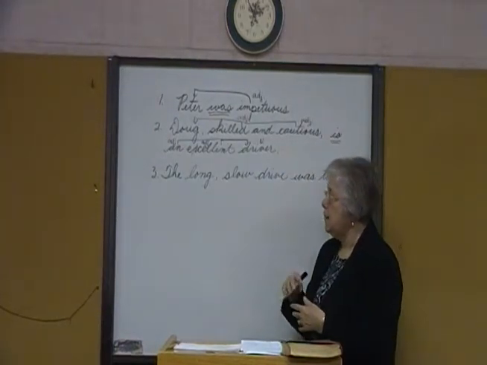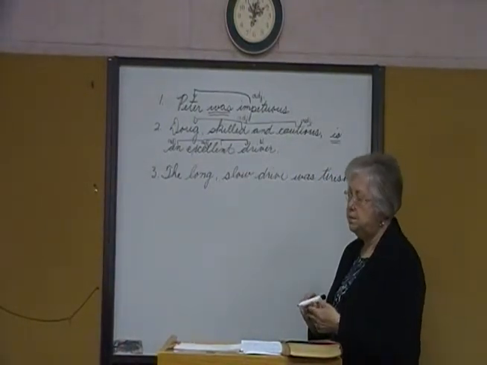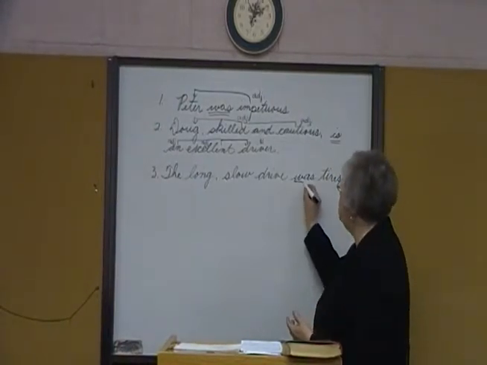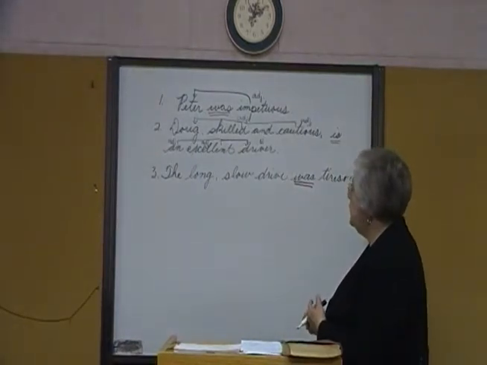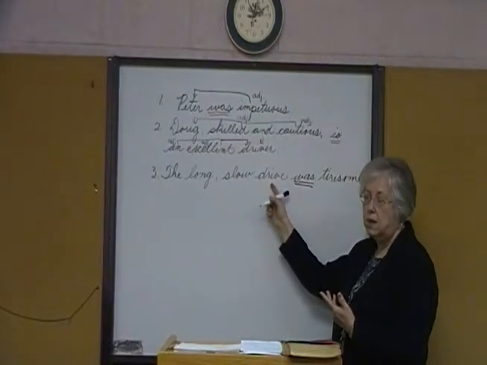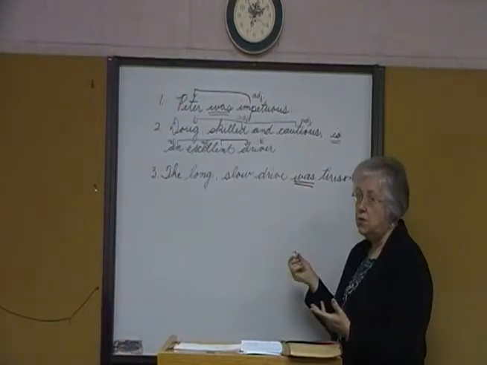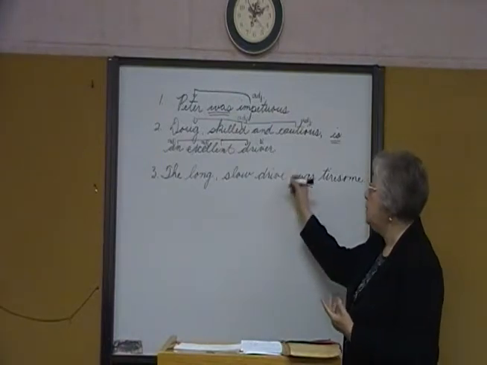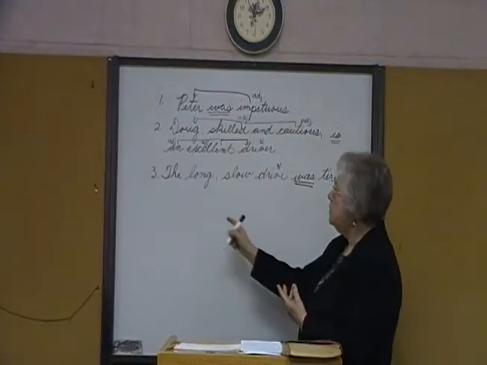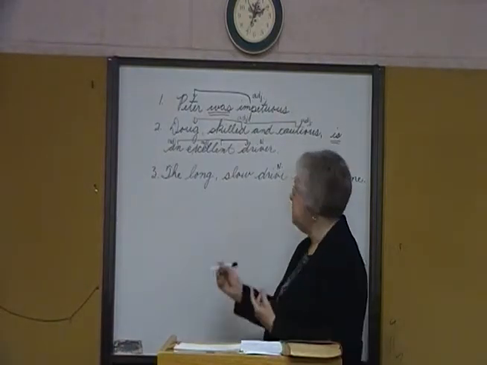Now, let's go on to number 3. The long, slow drive was tiresome. Again, what is the verb? Action or linking? Was. All right, who or what is the sentence about? Well, the noun is drive. Here's an example that shows you that drive can be used as a noun, but also we can use drive as a verb showing action. But in this example, it's a noun. All right, what's describing drive? Well, first of all, we have 2 adjectives. Actually, 3 adjectives. The is the article describing drive.